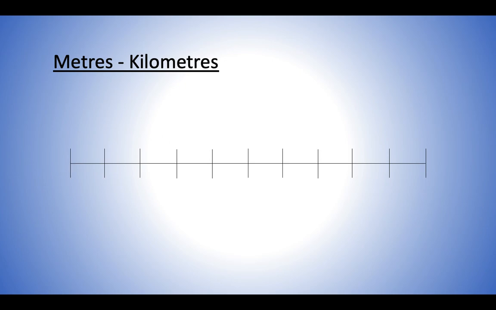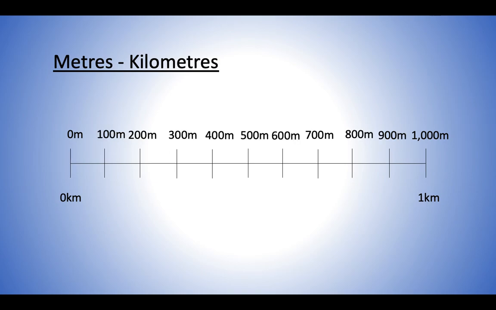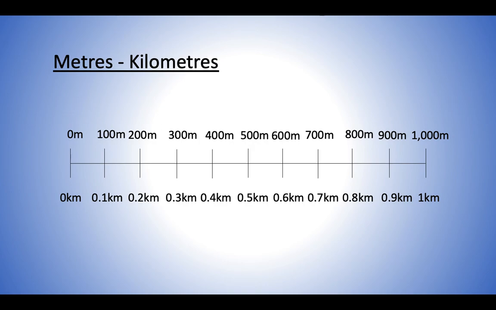Now it's exactly the same for kilometres. So 1/10 of a kilometre is 100 metres, 2/10 is 200 metres, 3/10 is 300 metres, and so on. We've just divided it by 10. Here you can see that half a kilometre is 500 metres, 2/10 of a kilometre is 200 metres, and 6/10 is 600 metres.